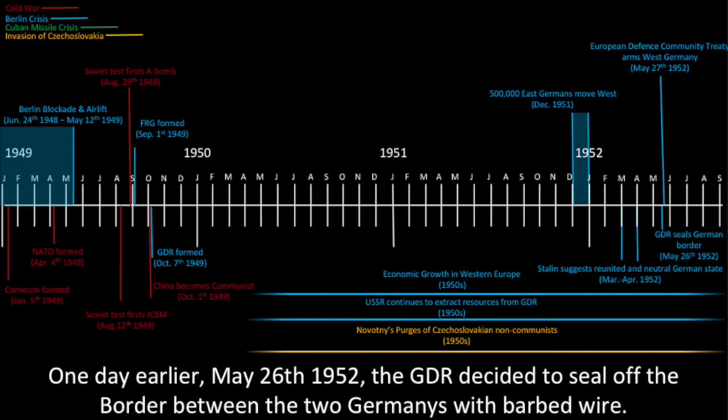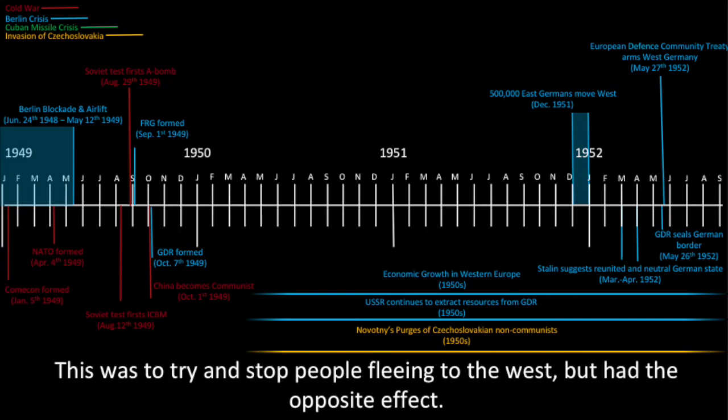One day earlier, May 26, 1952, the GDR decided to seal off the border between the two Germanys with barbed wire. This was to try and stop people fleeing to the west, but it had the opposite effect.